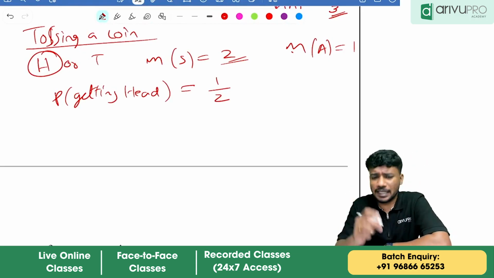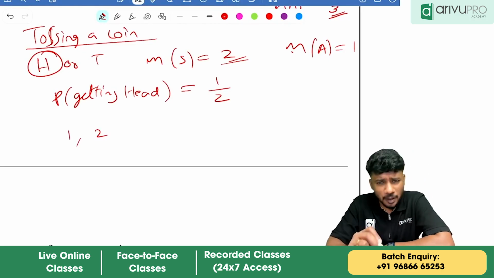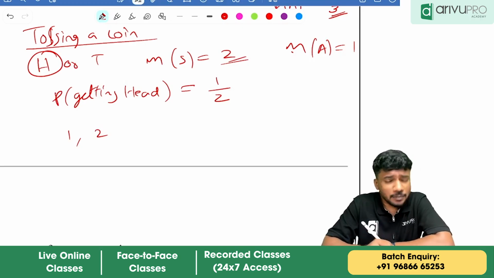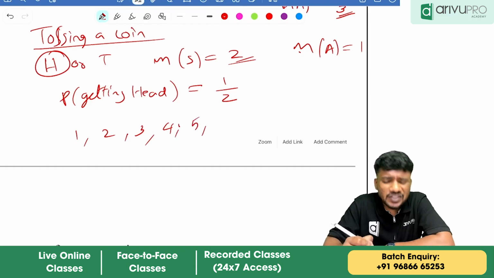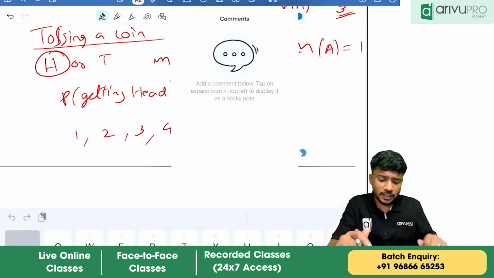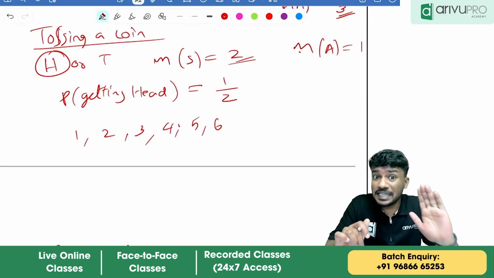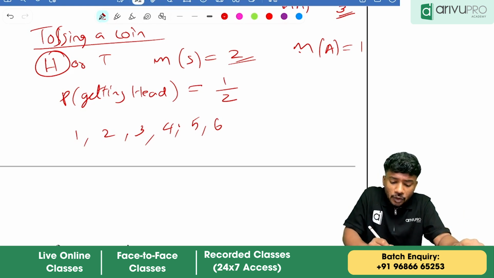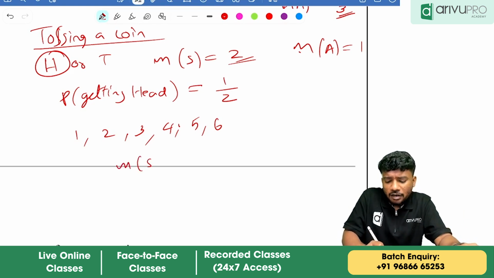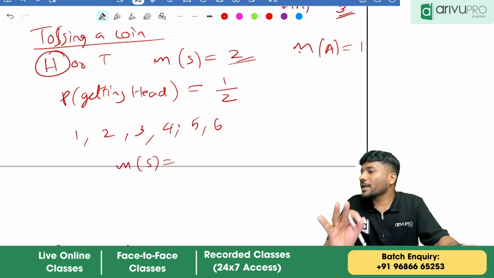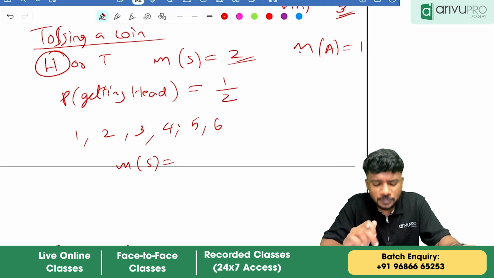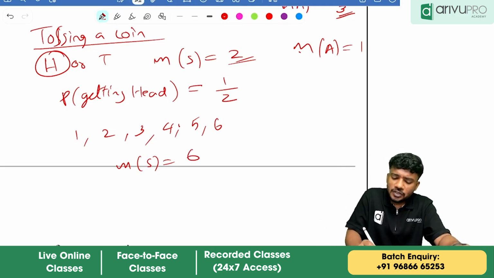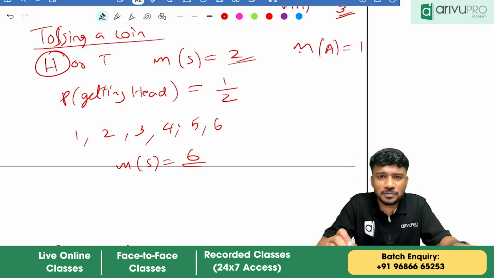Similar to throwing a die. How many possible outcomes are there in throwing a die? 1 can be the possible outcome, 2, 3, 4, 5, or 6 can be the possible outcome. So that is the total possible outcomes while we are throwing a particular die. Now, n of S will be how much? Tell me, how many outcomes are there in total? There are 6 total outcomes, correct?